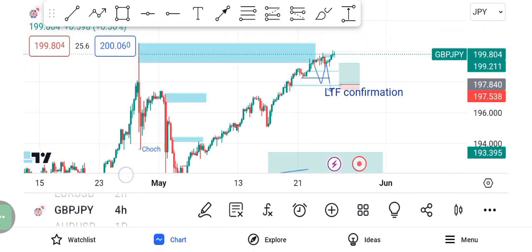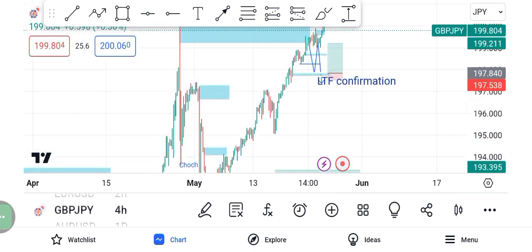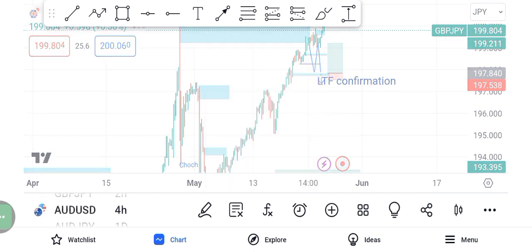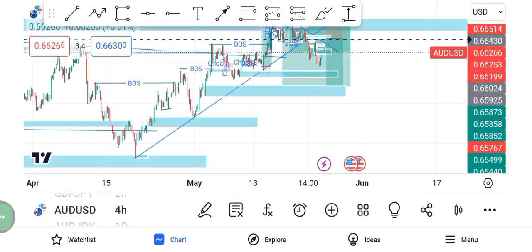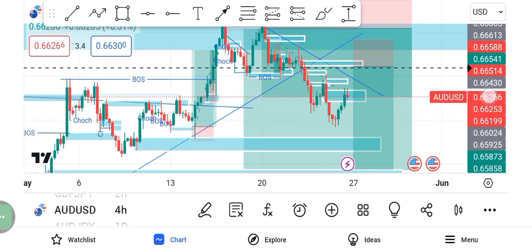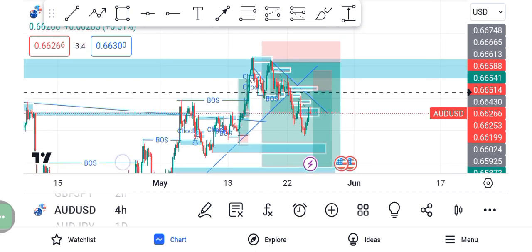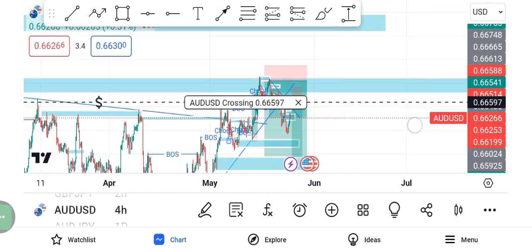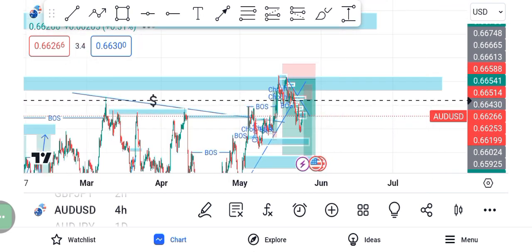I don't intend making this video too long. Let me look at another page that we can look at. I did my analysis already on this page. So another one also that I have my A setup on is AUDUSD.